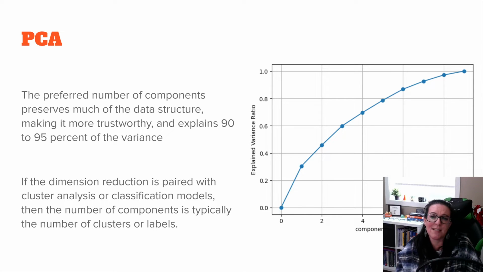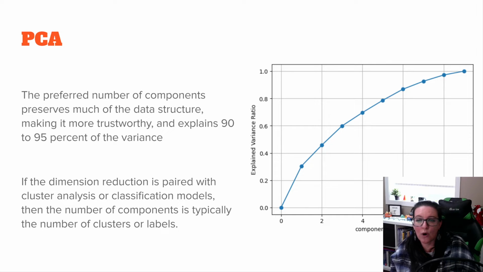Now, when we are trying to decide how many components to use, if the dimension reduction we're doing is paired with cluster analysis or a classification model, then typically the number of components is going to be the number of clusters or labels. So as we do our principal component analysis, we'll look at how you pick the number of components. But recognize that when you often apply this with cluster analysis or classification, it's the same number of principal components as the number of clusters or classification labels that you have.